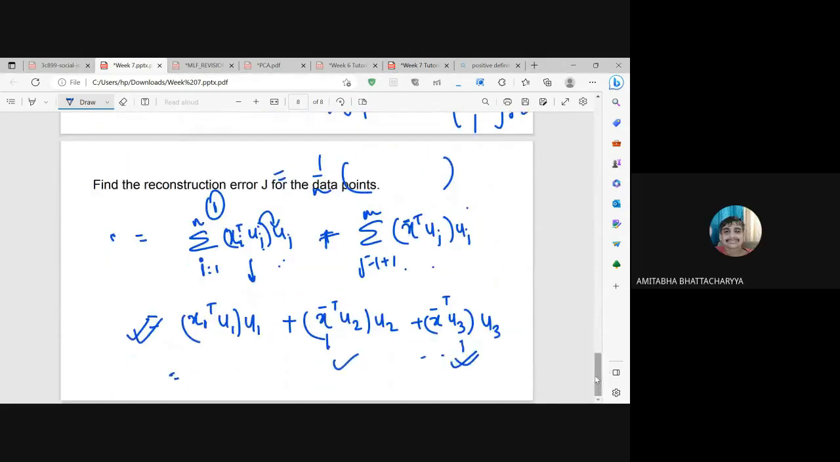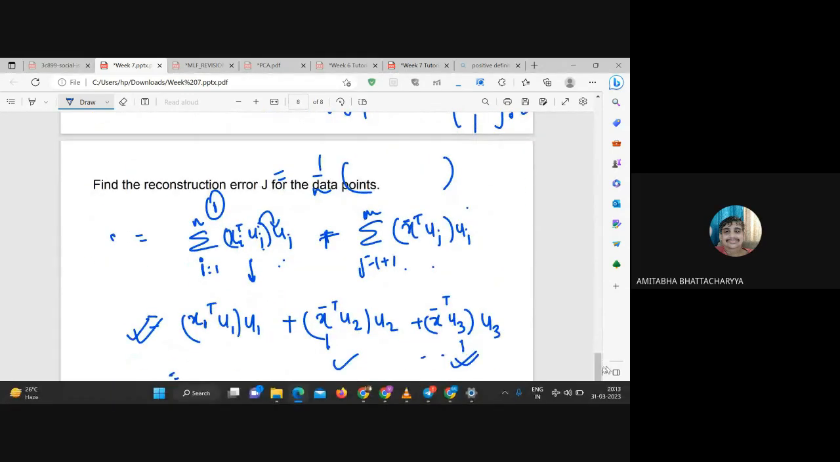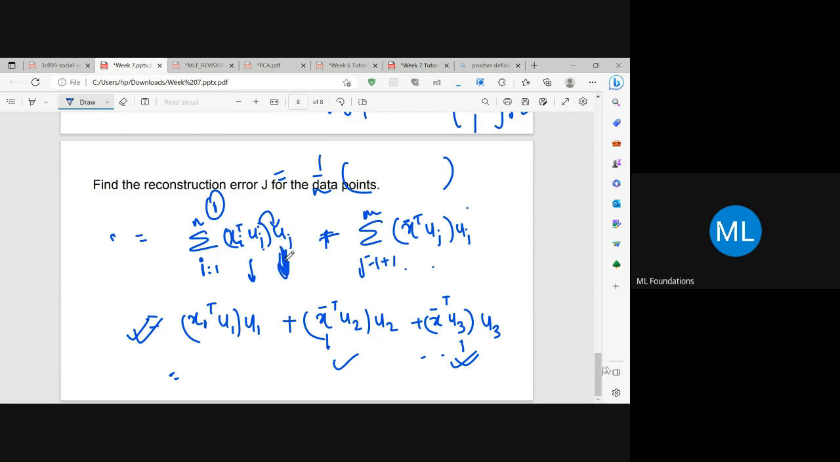Sir, if the question says that you need to consider only the first value, or the greatest value, then also I need to put this formula? Yeah, that is what I am telling you. This is corresponding to the principal component. This vector, the first, u1, is the principal component, and the others are the other vectors. So this is the projection of the data point.